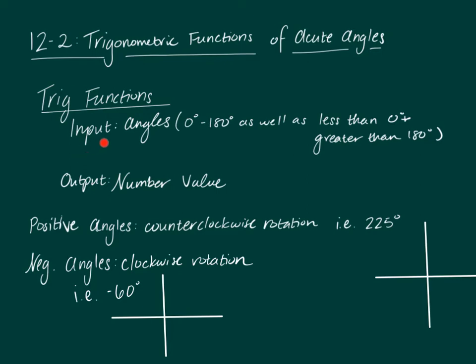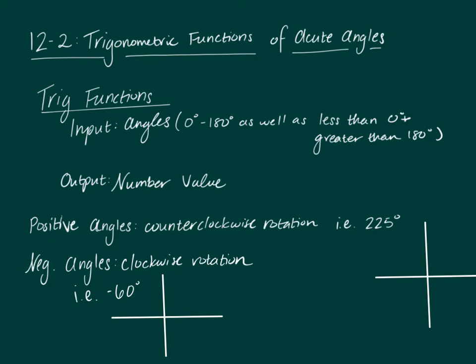The input of trig functions are going to be angles. These can be angles from 0 to 180, like you saw in geometry, as well as angles less than 0, so that would be negative, and greater than 180, so that's 200, 400, and so on. The output you get from trig functions is a number value. So you're going to take an angle and you're going to get a number back, and those can be negative or positive numbers. They don't have to be solely positive.